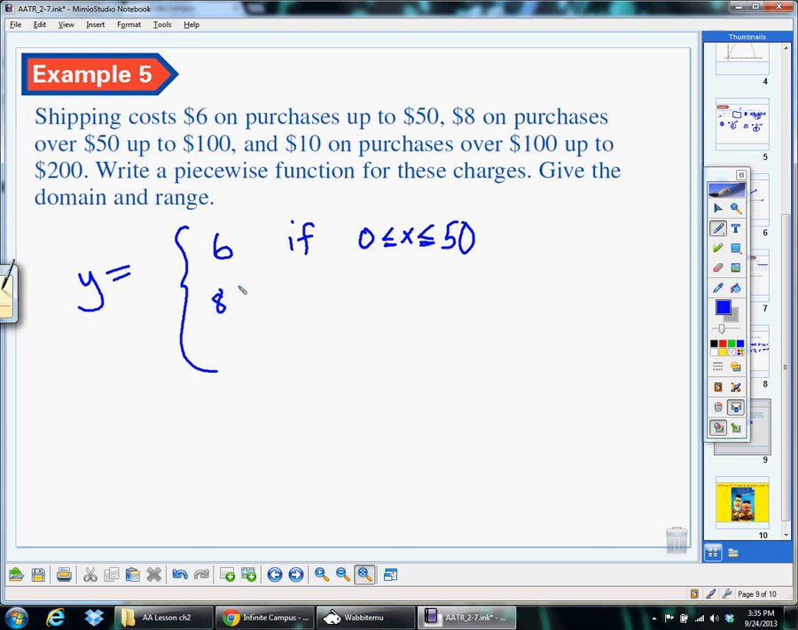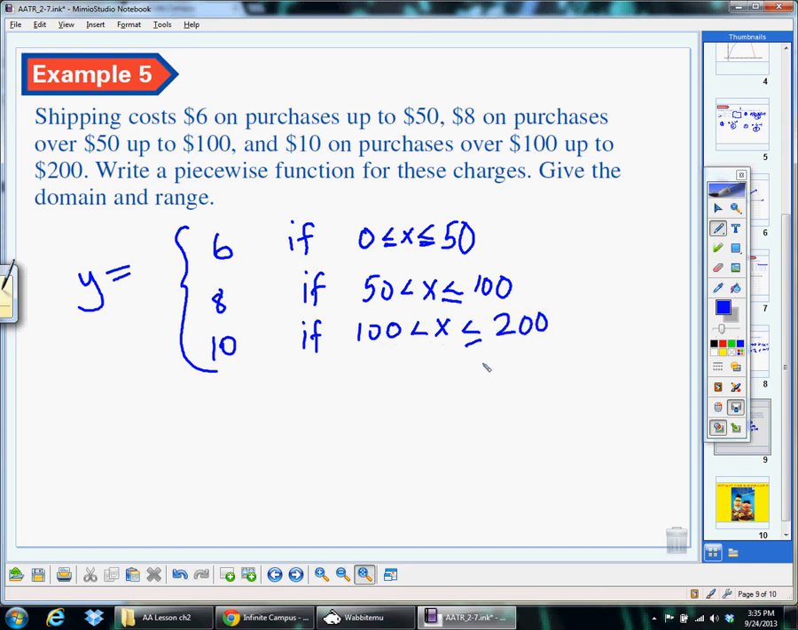And then it goes up to 8 if 50 to 100. Same idea. 50 less than x less than 100. Where does the equal to go? It can't be on both of these. It's got to be on one or the other. So this is over 50, but up to and including 100. And if you want to try the last one, go nuts, but it's pretty easy. $10 if 100 less than x less than or equal to 200.